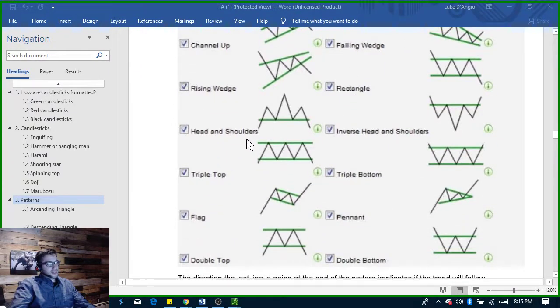Another one of my favorites is, of course, the head and shoulders, or the inverse head and shoulders. Head and shoulders always leads to a downward formation. As you can see, there's a shoulder, a head, and a shoulder, unless it's upside down, unless you're hanging from your feet, and then in that case, that would lead to a bullish formation.